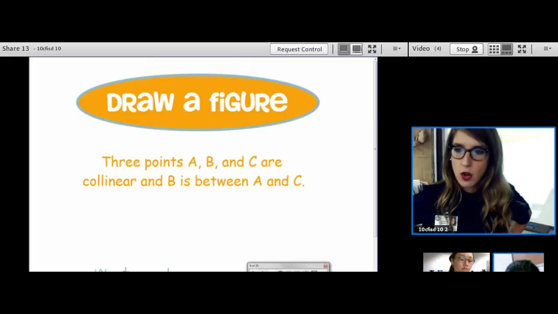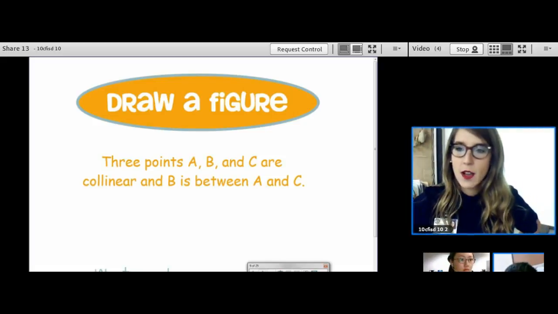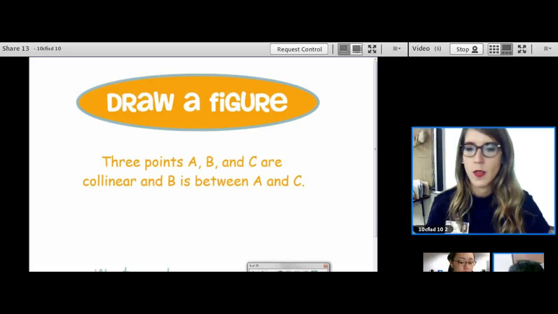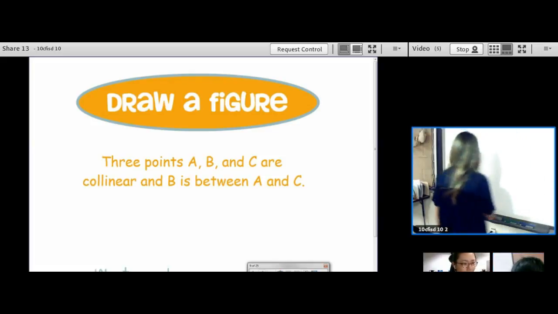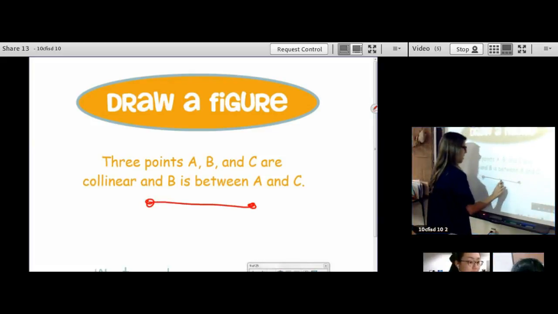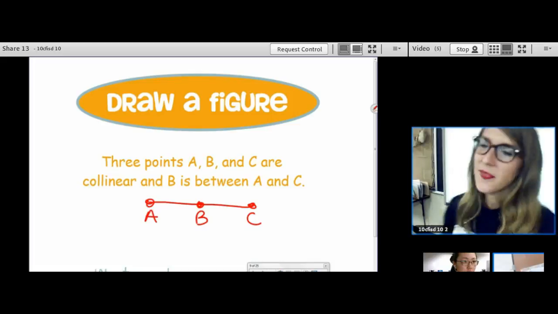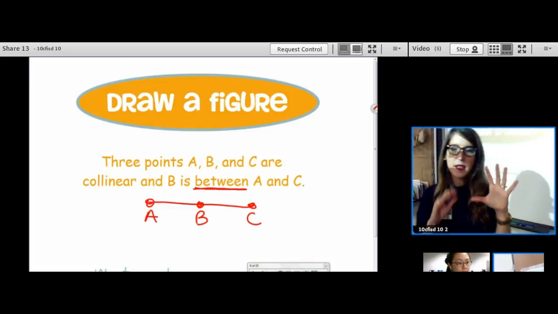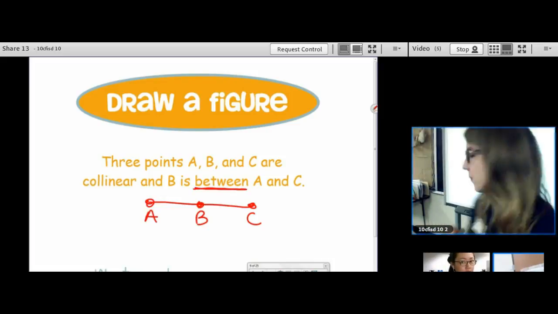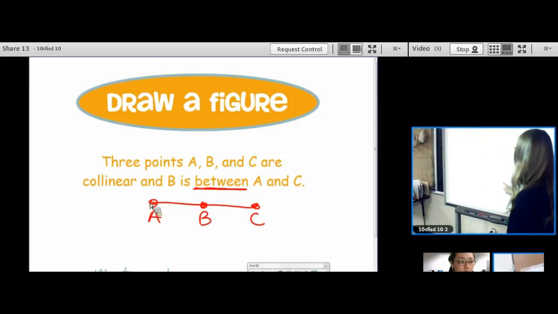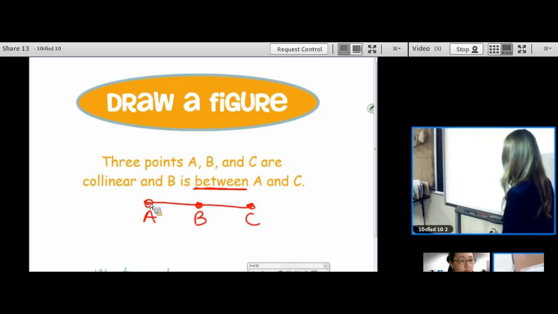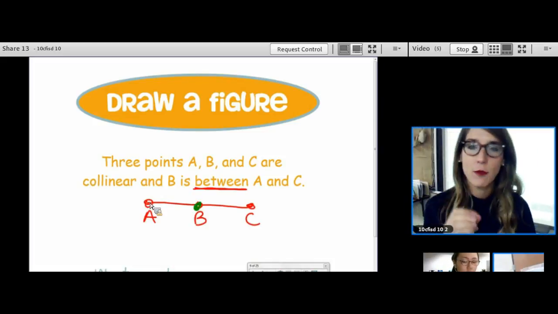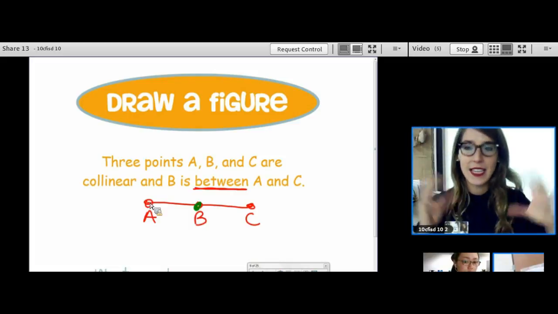Alrighty, in your notes, I would love for you to draw a figure. 3 points A, B, and C are collinear, and B is between A and C. How many of you, when you drew your figure, put B right smack in the middle? What I want to be clear on is what this word between means. We're talking about betweenness. B is between A and C. Between does not mean right smack in the middle. And I think a lot of us, our instinct is to put it in the middle.